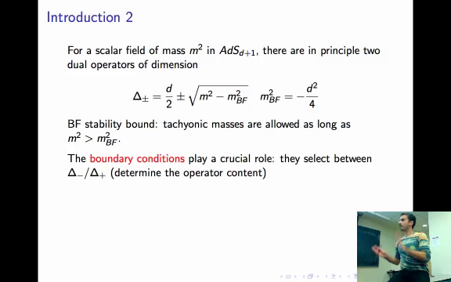So, okay, in this really simple toy model for the scalar with a given mass, we just said that there are two possible dual operators with dimensions delta plus and delta minus, and what really selects the specific dimension of the operator, or in a fancier language, what determines the operator content in the dual field theory, is the boundary conditions that you impose for the fields in the bulk.